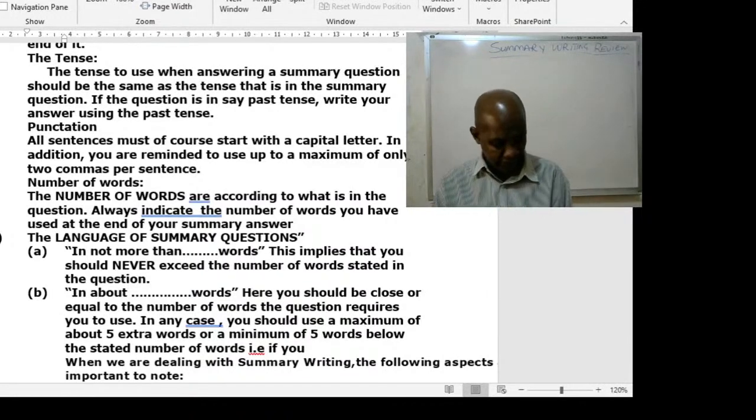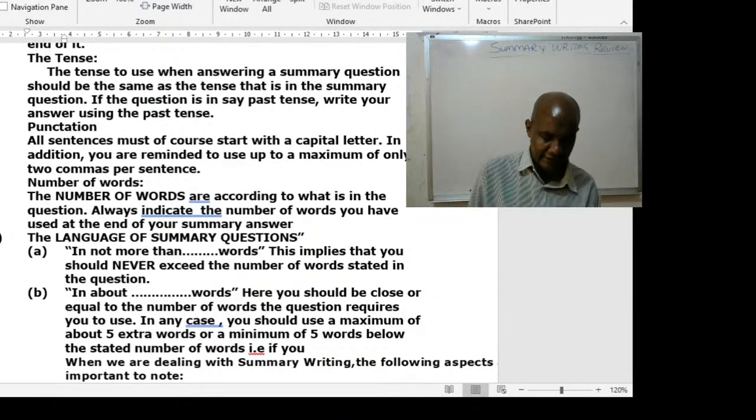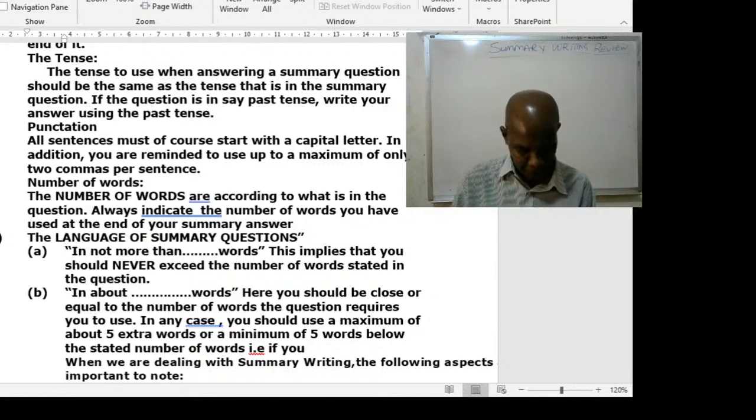So whenever the question is in about so many words, give yourself a target of probably minus 5 words or an extra 5 words. I hope I am clear on that. Okay.